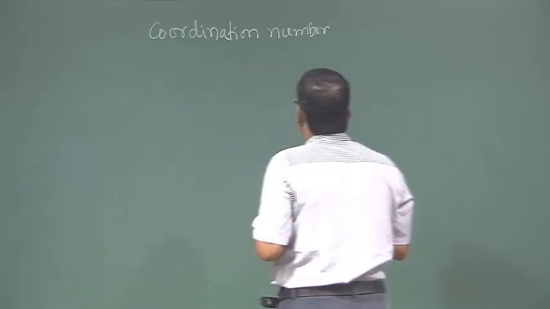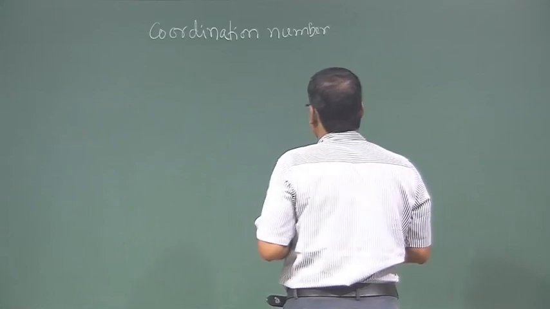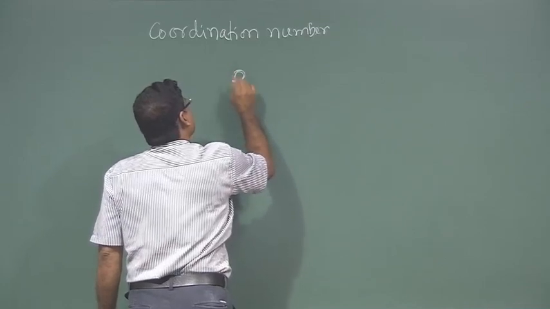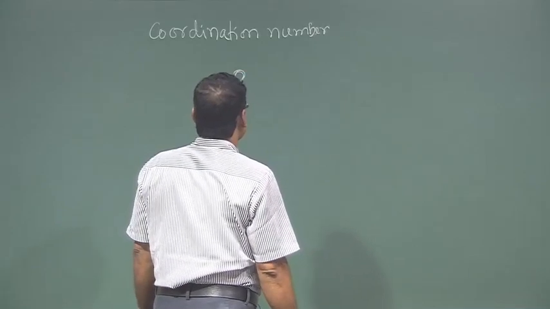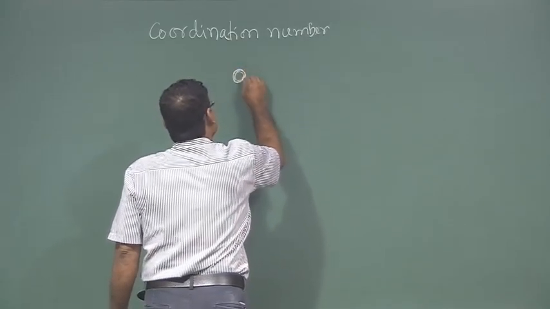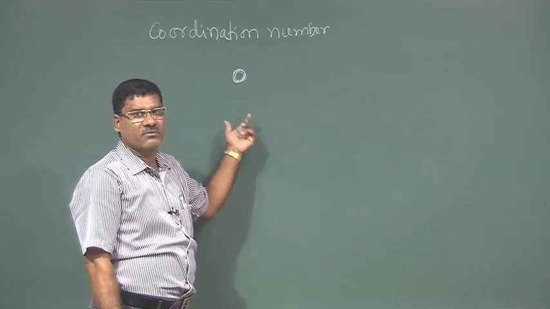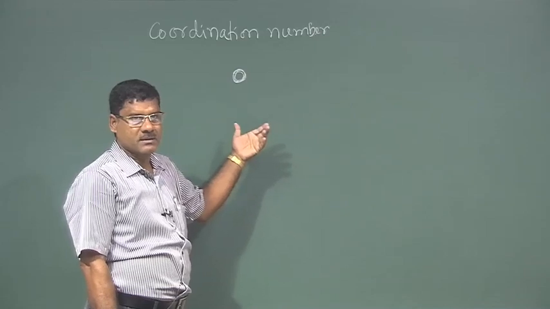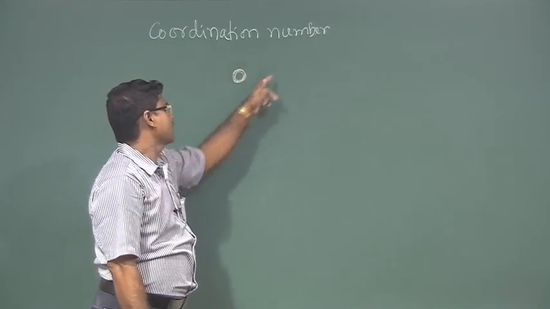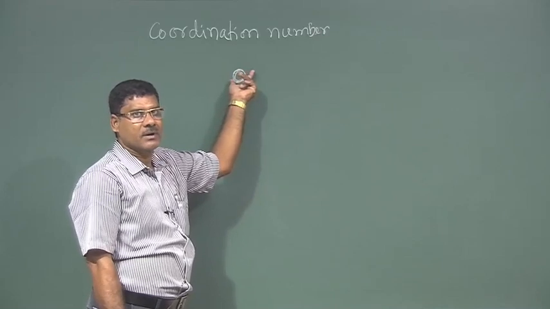Coordination number is basically the number of atoms or lattice points which are the nearest to another atom or lattice point. So, I want to calculate the coordination number, means I want to count the number of nearest neighbor atoms or lattice points of this lattice point or atom. Okay.